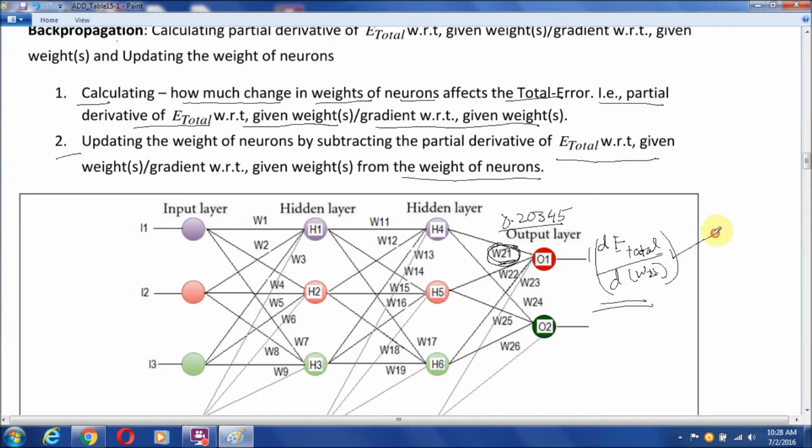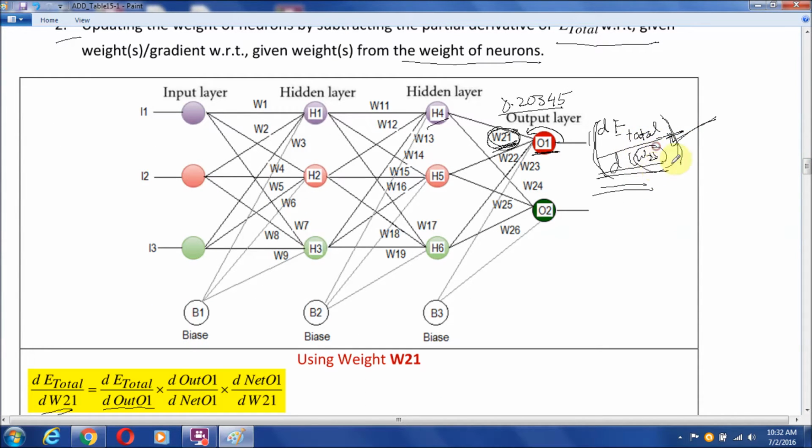Now the next important thing is how to calculate this derivative. This is the most important part of the entire calculations. Now to calculate the gradient with respect to W21, or partial derivative of E total with respect to W21, we use this information that here error propagates this way, and from this node it will propagate like this, and from here it will propagate like this. So this is the way to propagate the error. For this here it may be like this, and from here it may be like this, and so on. So this is the way to propagate the error.